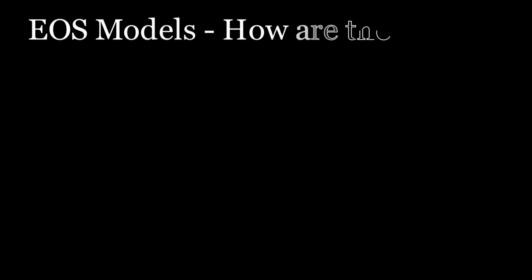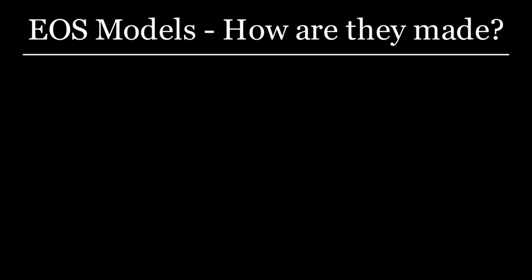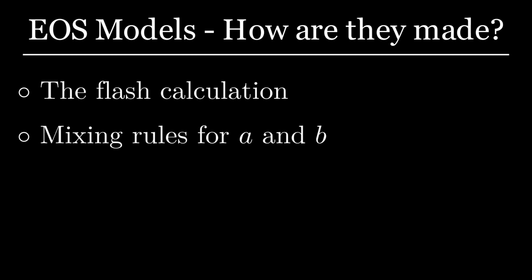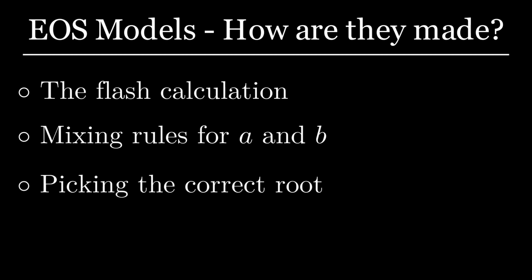In this week's EOS Friday, we're going to be taking a big leap going from single component systems to mixtures. First, we'll see how nature does things, and then we'll try to reproduce this using the flash calculation. Following this, we'll define our mixing rules for the EOS parameters A and B, and then we'll discuss how we pick the correct root from the equation of state to get our volumes. And finally, we'll take a look at what's coming next week.